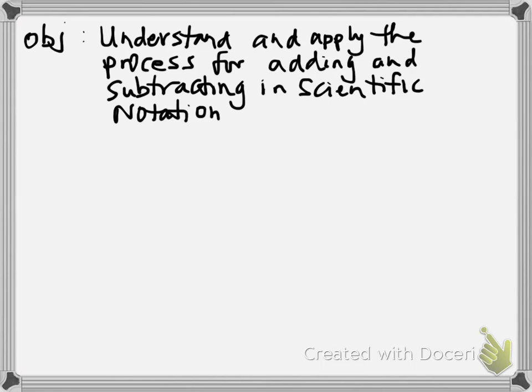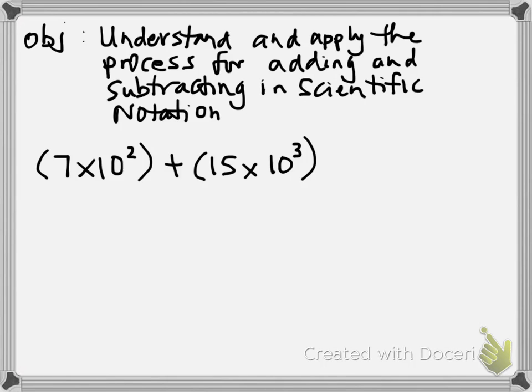So it's a whole different set of rules to follow. So let me give you an example of a problem, and we'll talk about how we go through it, and then we'll write the steps down. I want you to take 7 times 10 to the second power, and add it to 15 times 10 to the third power. Now, what you should notice is that the exponents are not the same. One is a 2 and one is a 3. In order for me to do math, they have to be the same.